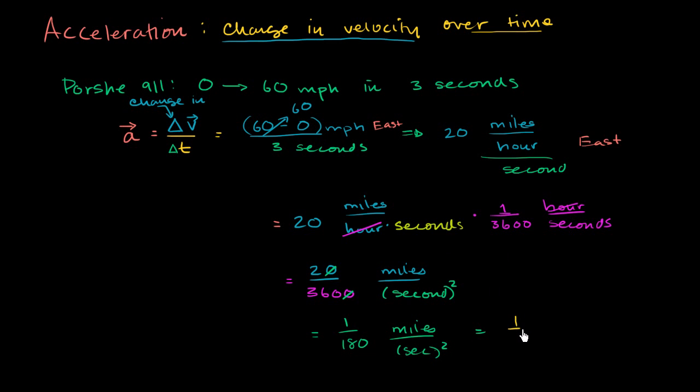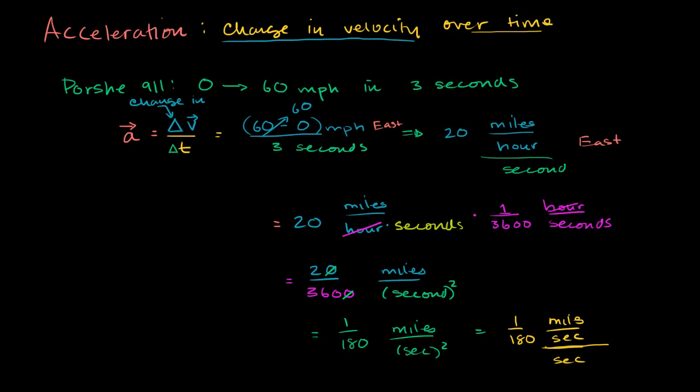This is 1 over 180 miles per second, and then we divide by seconds again, per second. Where this whole thing is the numerator. So this makes a little bit more sense from an acceleration point of view. 1 over 180 miles per second, per second. Every second, this Porsche 911 is going to go 1/180th of a mile per second faster. And actually, it's probably more intuitive to stick to the miles per hour, because that's something that we have a little bit more sense of.